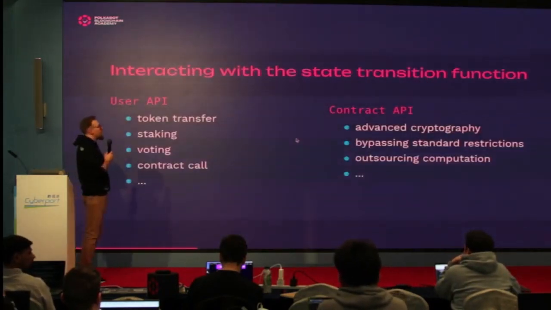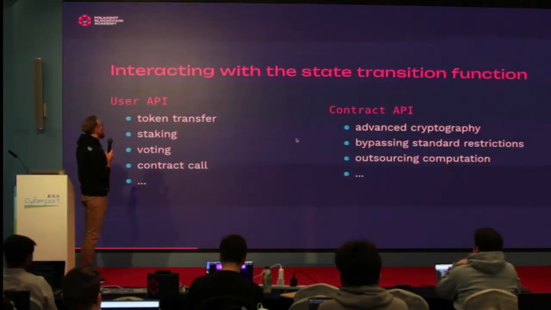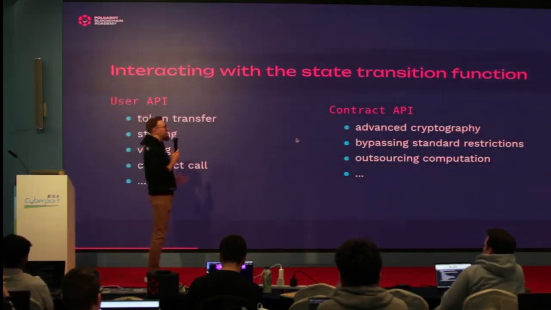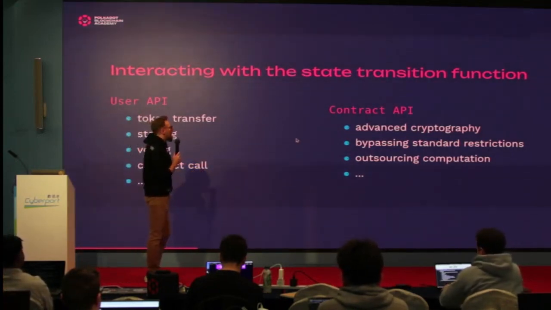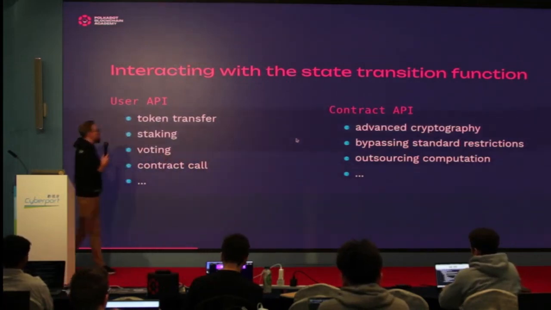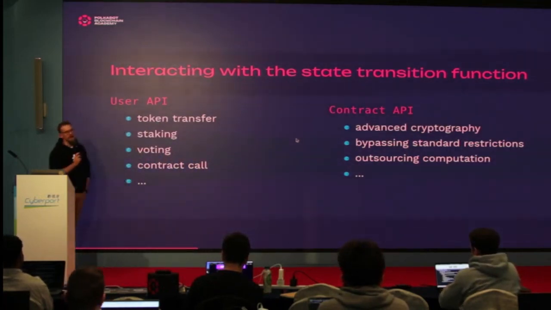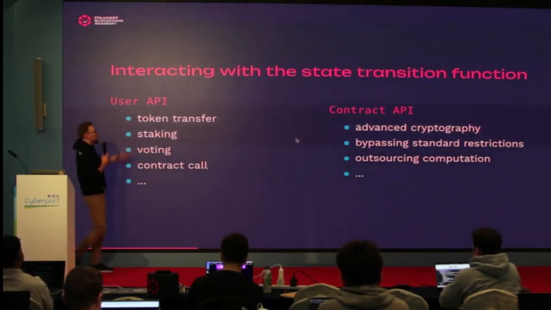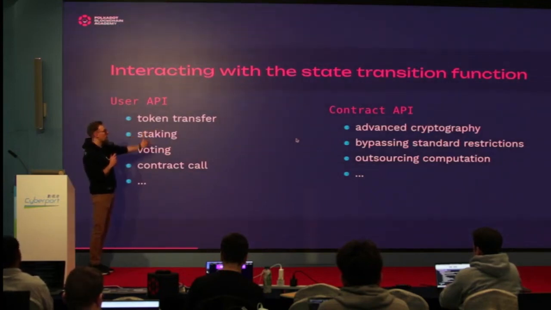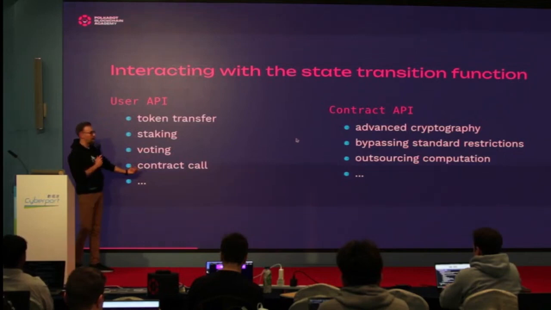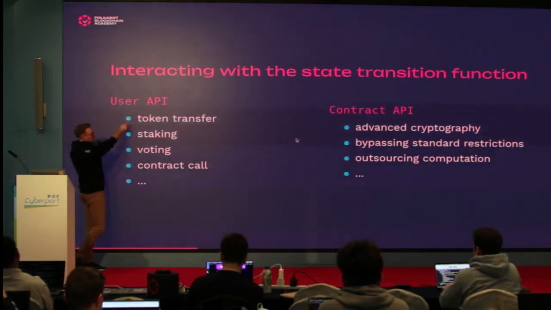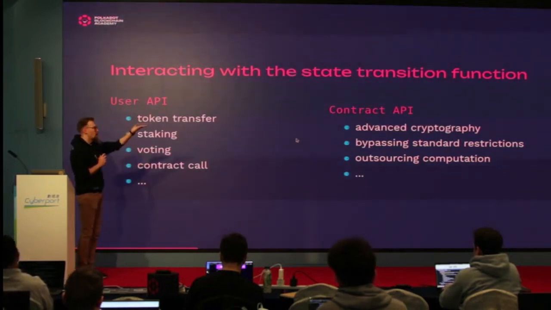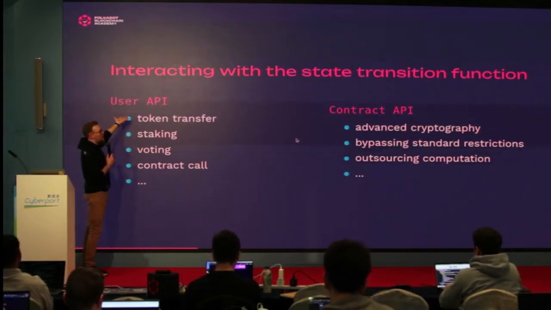Now, things are a bit more complicated. In fact, the state transition function has two APIs. The API for users, the left side, is the set of extrinsics, the things that you can call as a human, as a user. For example, we can transfer tokens on our blockchain, we can do some staking operations, voting, we can call a contract, and every single item on this list can be expressed as a blockchain transaction and submitted to a chain. This is the human API.